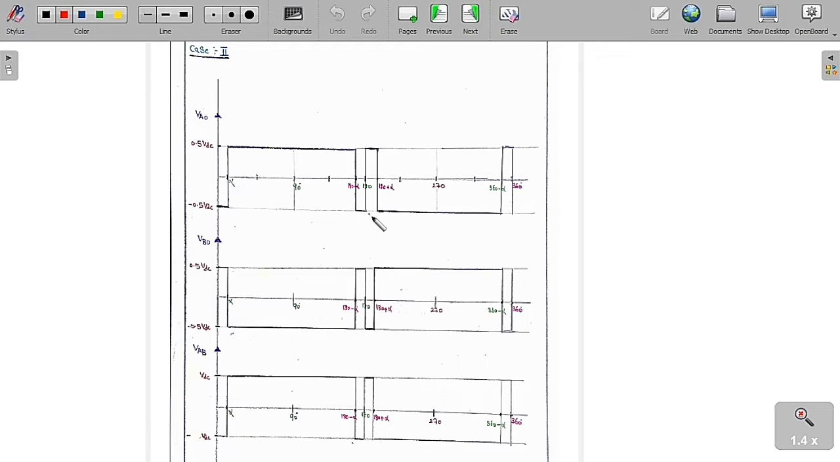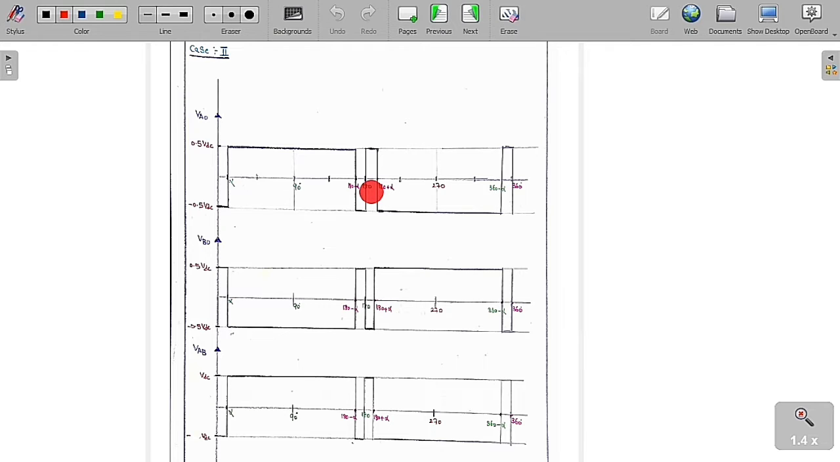Similarly, from 180 minus alpha to 180, I am going to turn on switch 3 and switch 4. Therefore V0 is equal to minus 0.5 VDC, VB0 is equal to plus 0.5 VDC. So VAB is equal to minus VDC.